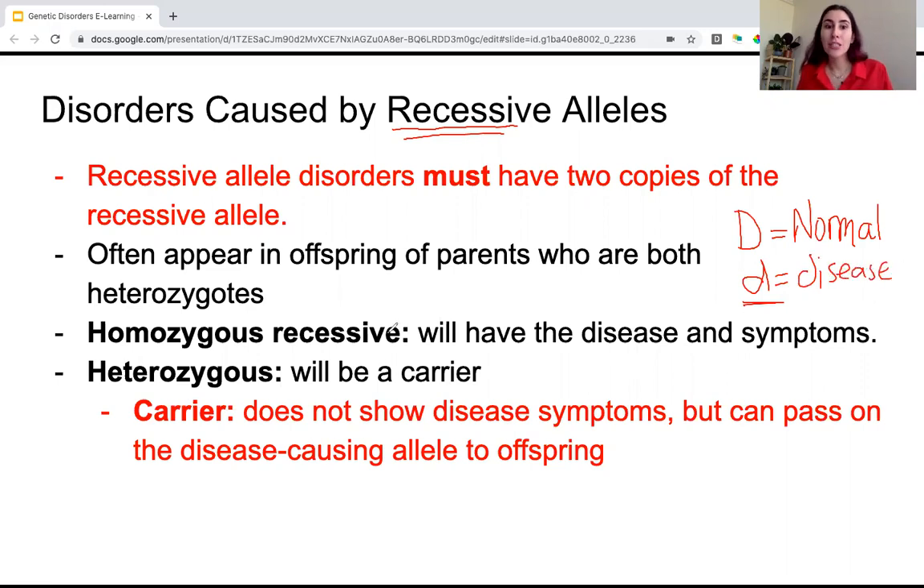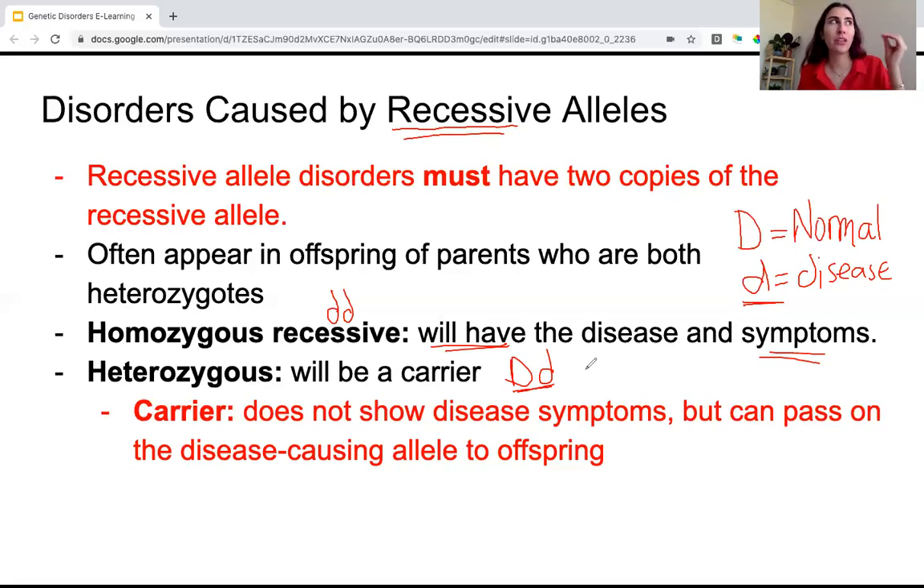So if a person is homozygous recessive, first of all, homo means same and recessive means lowercase. They will have the following genotype. And this means they will have the disease and they will show the symptoms. On the other hand, if a person is heterozygous, meaning they have the following genotype, they will not have the disease. They will not have the symptoms. However, they will be carriers.